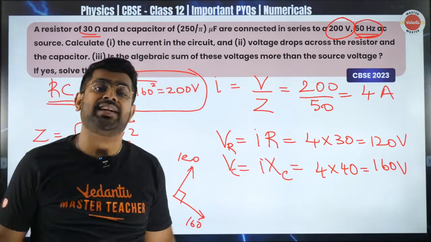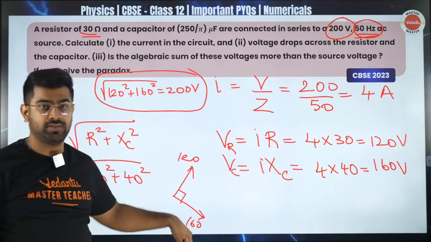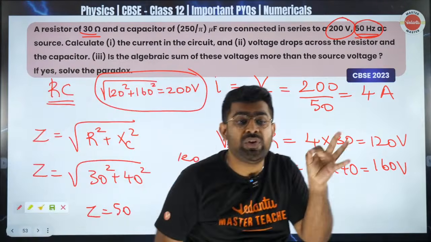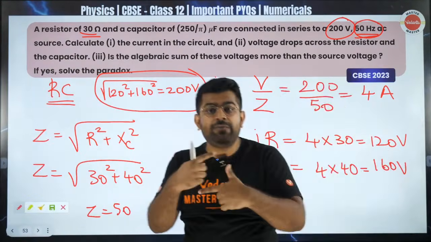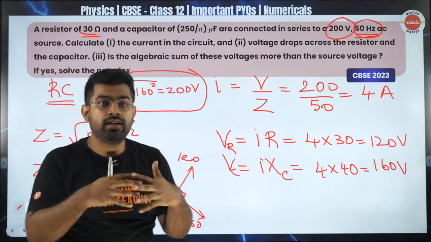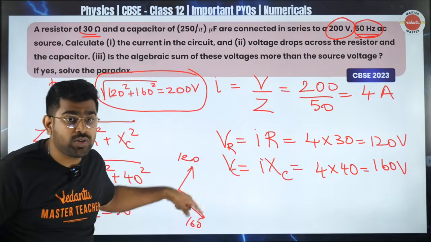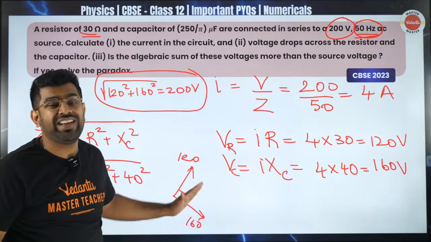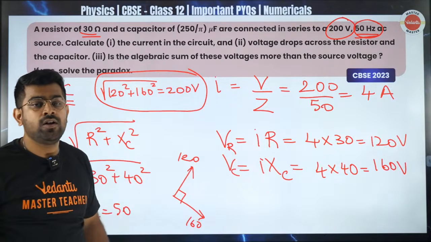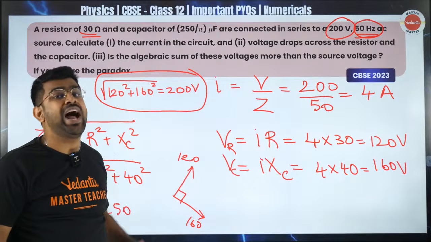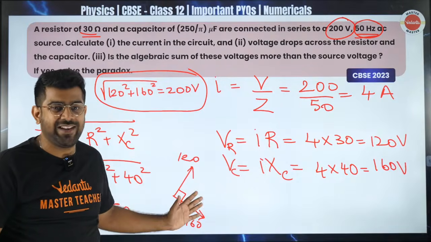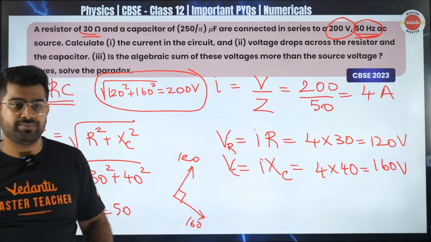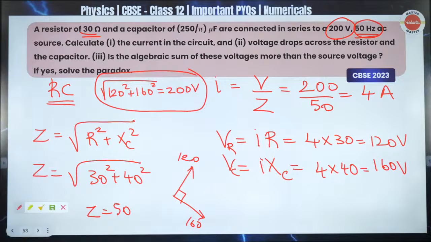So don't add them directly because they are not in phase. Only if they are in phase can you add them directly. But here they are not in phase. Okay, not exactly 90 degrees out of phase in general, but they have some phase difference. So because there is a phase difference, you have to add them vectorially or using a phasor diagram. Okay, got it? Did you like it? So that is how you solve it. I hope you enjoyed it. Next question. Shall I move forward?